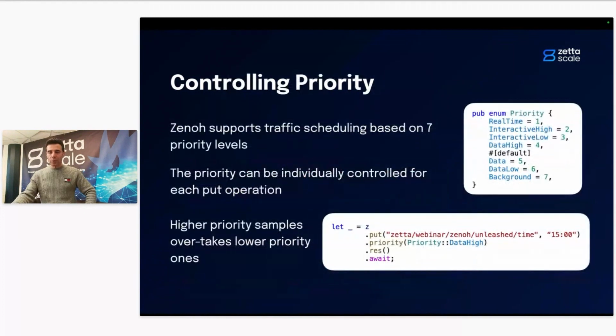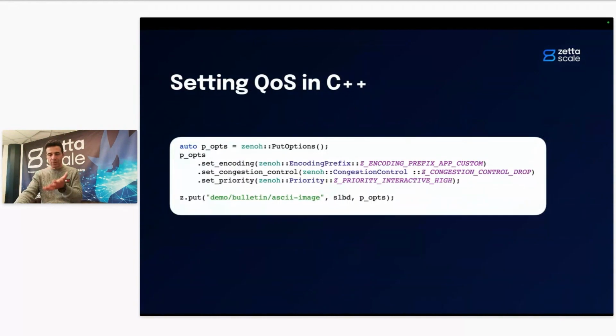You can also control the priority of the data that you're writing. There are 7 levels of priority from background up to real time, the default being data. And that's, again, pretty straightforward. You do it with a builder in Rust and with the option in C++, as we are seeing here, right? In here, you have a publisher option, and then you can use the fluent API to set, for instance, the encoding, the congestion control, and the priority, and then write with the proper options.